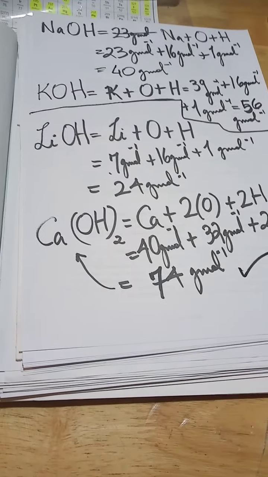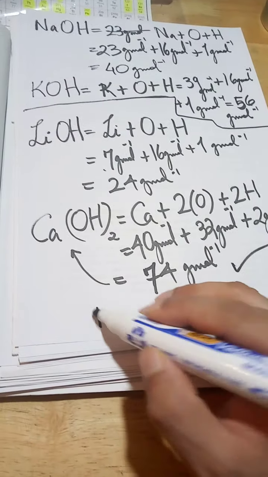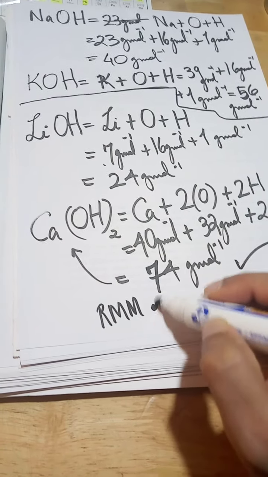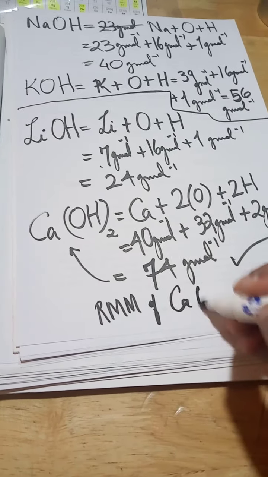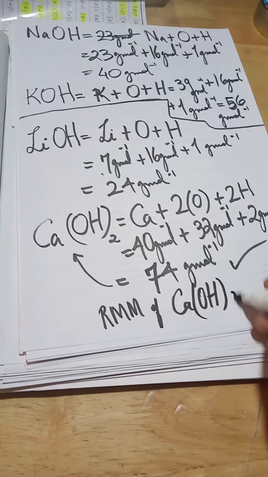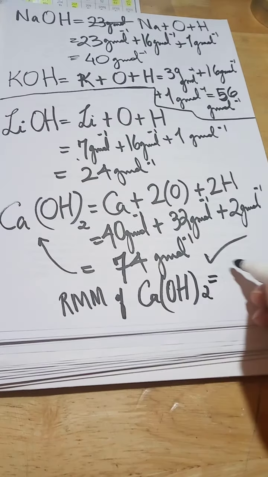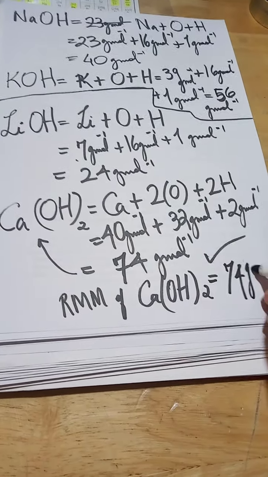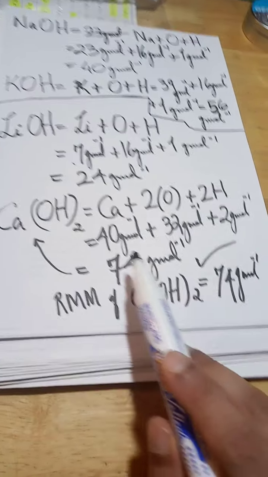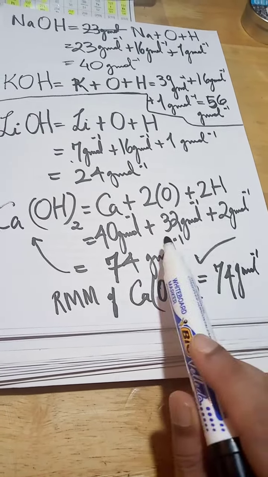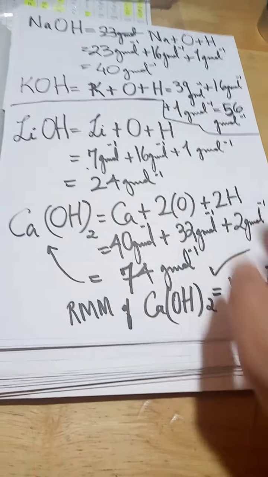So yeah, that's that. And so the RMM of calcium hydroxide is equal to 74 grams per mole. There we go, that's how it is. 40 plus 32, that's 72, plus 2, that's 74. And now we do magnesium hydroxide.